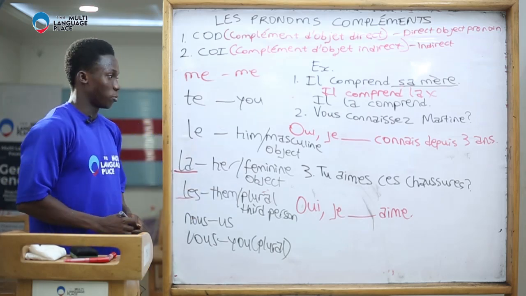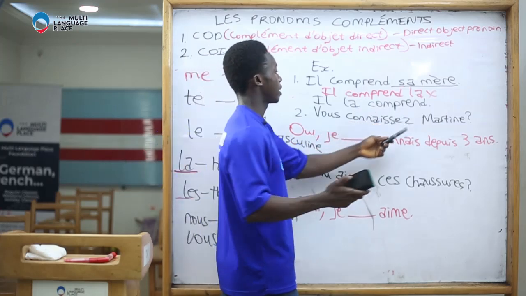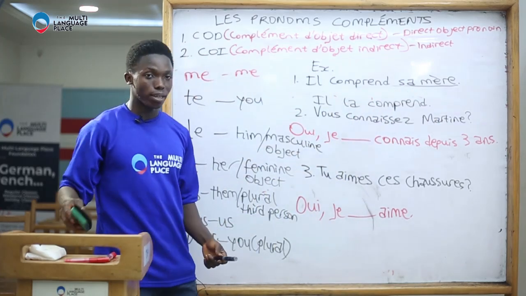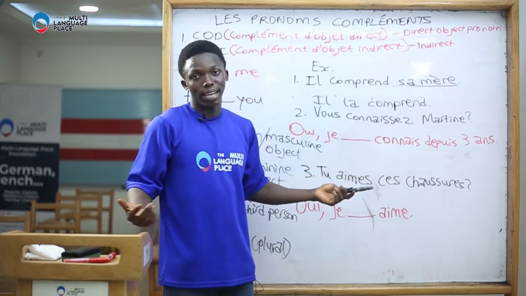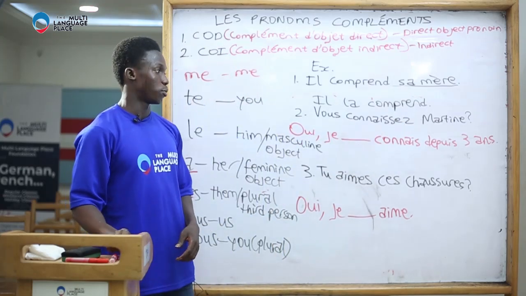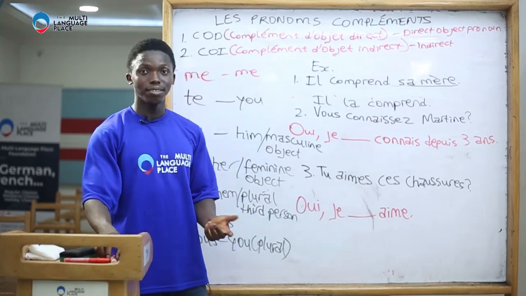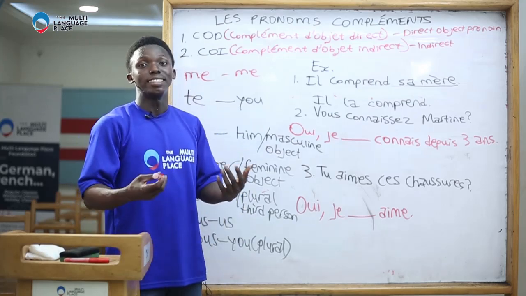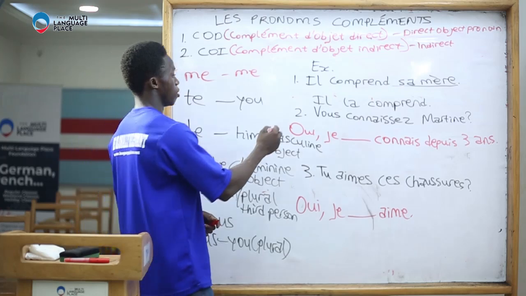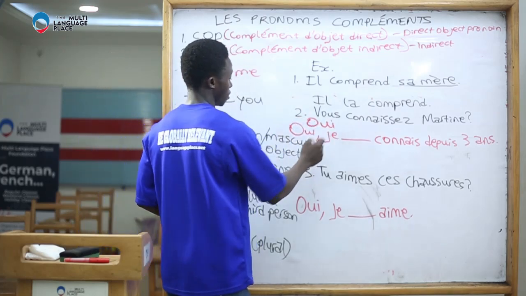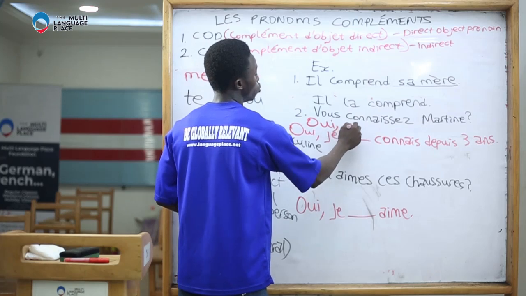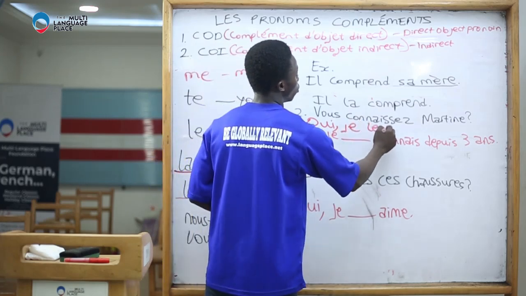So let's see another example. Vous connaissez Martin. Let's assume that Martin is the name of a guy. Vous connaissez Martin? How do I respond? This means, do you know Martin? Now I want to say, yes, I know him. Oui, je le connais.